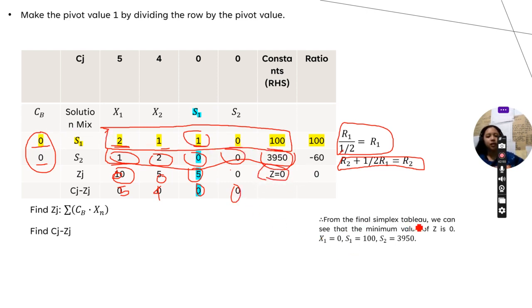So therefore, from the final simplex table, we can see that the minimum value of Z is 0 and x1 is 0. S2 is 100 and S1 is 100. S2 is 3,950. So that's all.